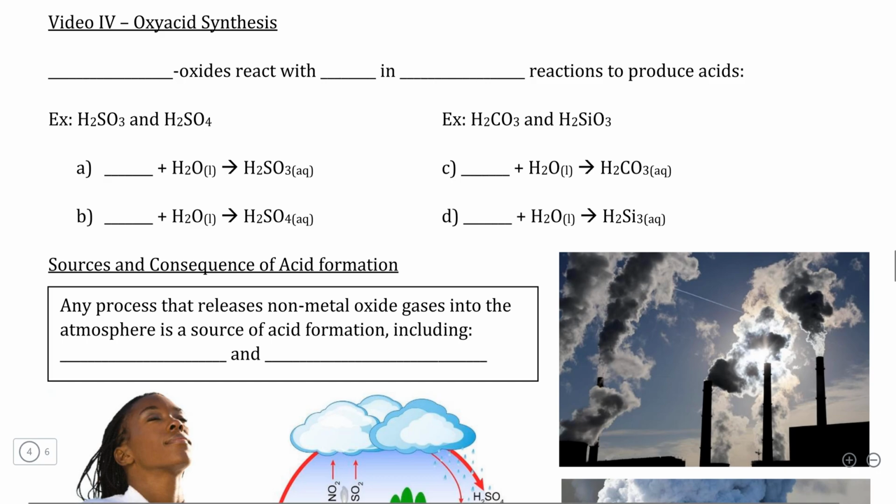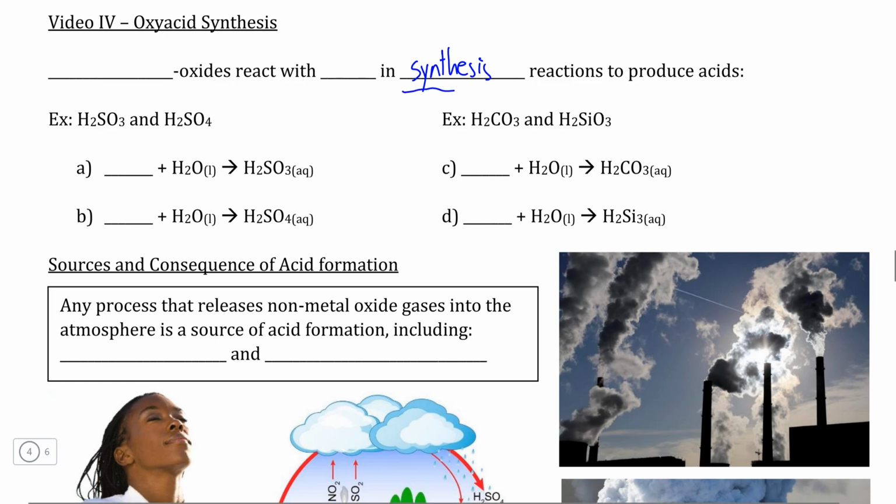Now that we've learned the naming system for oxyacids, it's time to look at the synthesis reactions that lead to the production of oxyacids and the environmental consequences that can result when these reactions occur more than they naturally should.